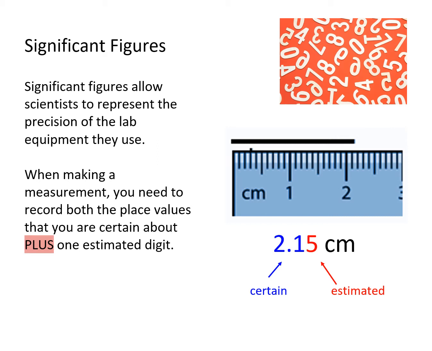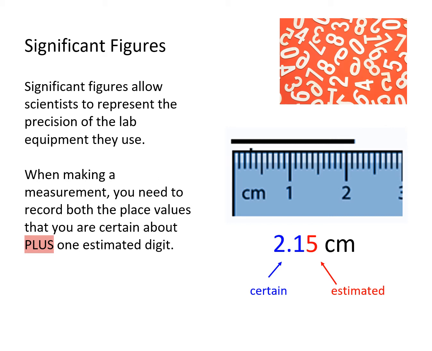Well, significant figures are used by scientists to show or represent how precise the lab equipment they've used in some sort of experiment is. Generally speaking, the more precise the piece of lab equipment, the more valid the data is going to be. When we're thinking of lab equipment, we're thinking about things we might encounter in a chemistry lab, like rulers or balances or beakers or graduated cylinders.